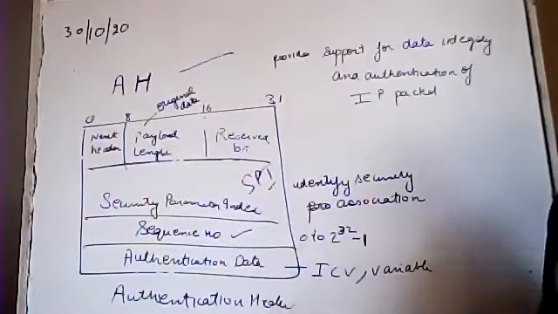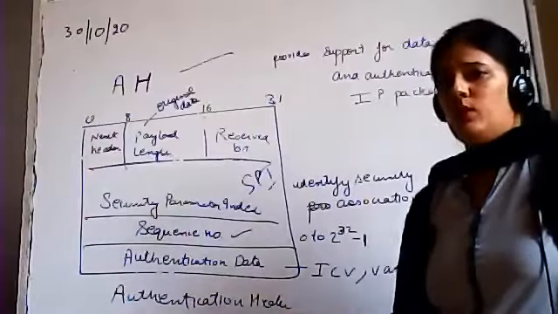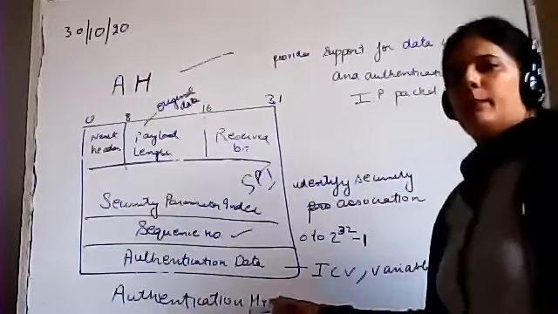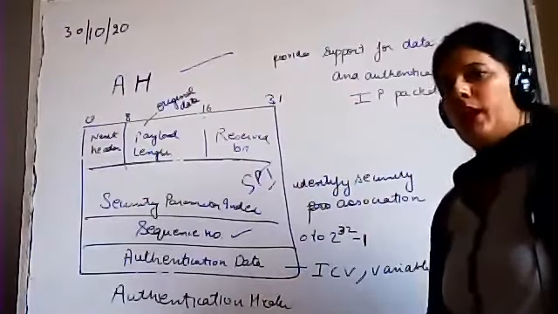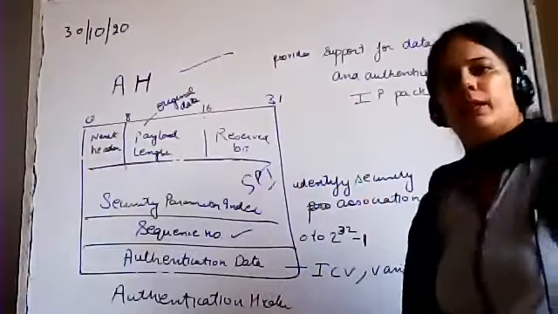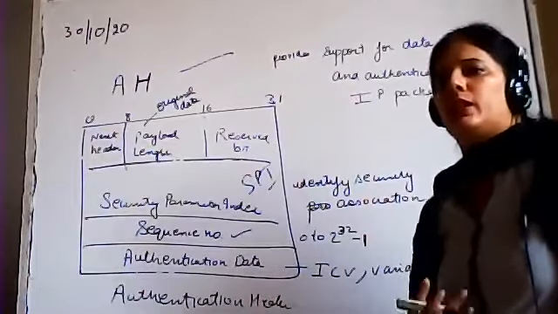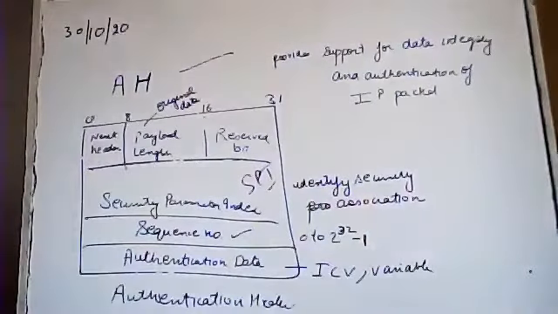Last, we have the authentication data. In that authentication data, we have the ICV, the integrity check value, that will tell us whether the integrity of that particular packet has been maintained or not. And its size will always be variable because it will use different algorithms to check the integrity of that particular data. Clear? So this was all about the authentication header.